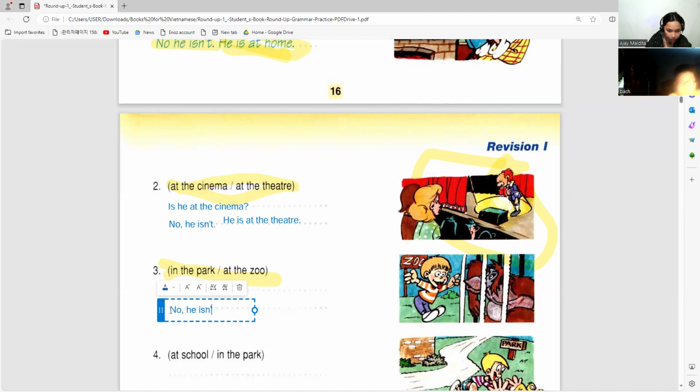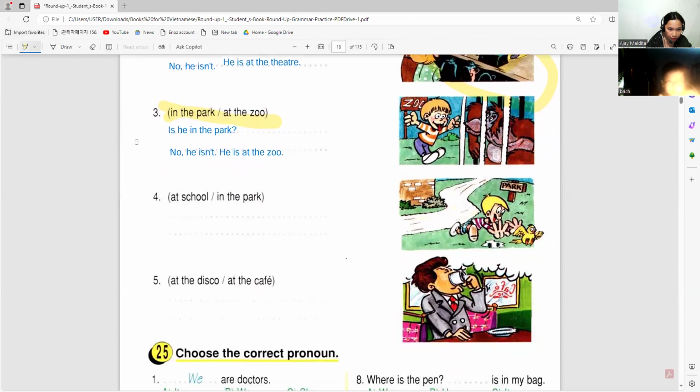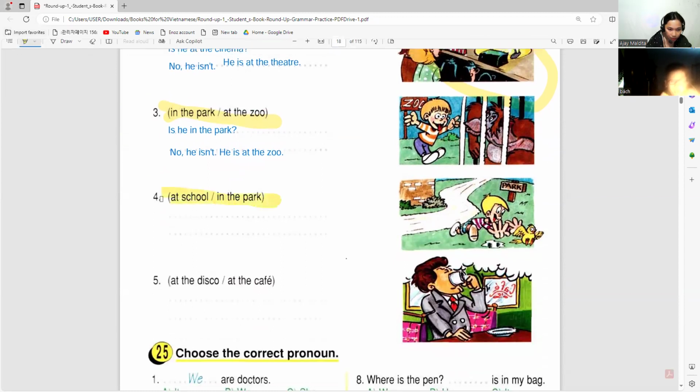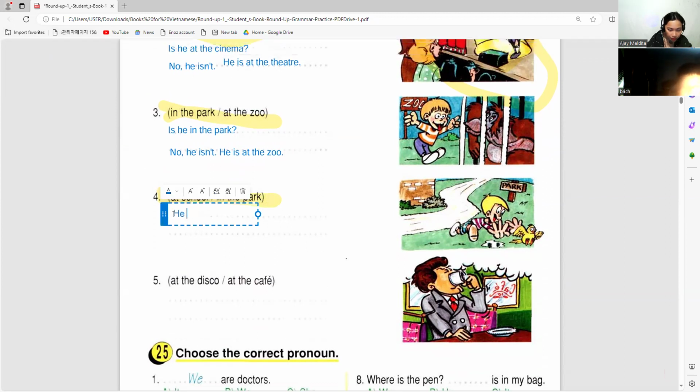Where is he? He is at the zoo. That's good. He is at the zoo. That's right. Okay, next. Number four. At school, in the park.